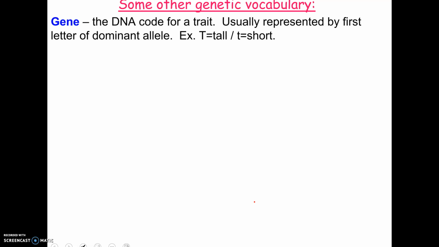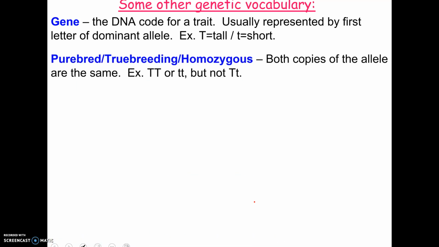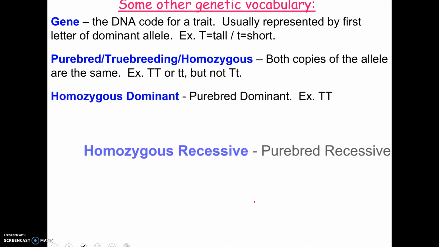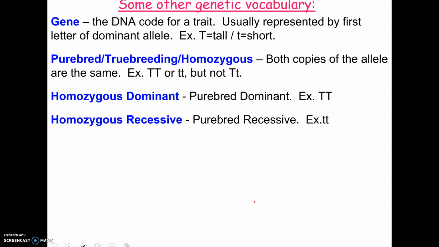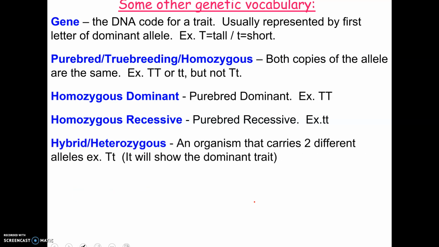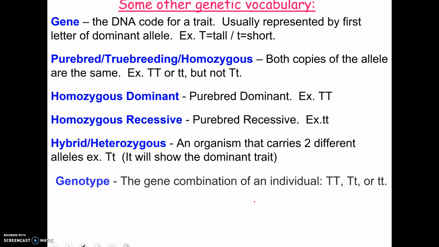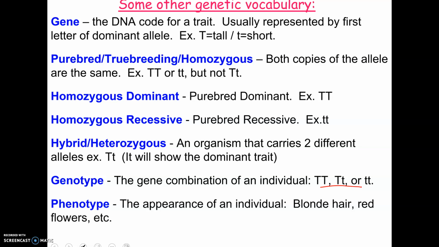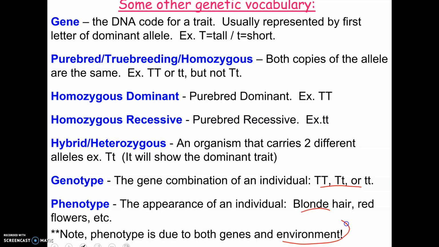Other genetic vocab we're going to wrap up with: a gene is a DNA code for a trait. We usually use the dominant version. Purebred, true breeding, or homozygous mean the 2 letters are the same. Homozygous dominant would be capitals. Homozygous recessive would be little. Heterozygous, the letters are different, big, little. Genotype is the genes. Phenotype, the physical appearance. And we're going to talk about this later, but phenotype can be affected by the environment.